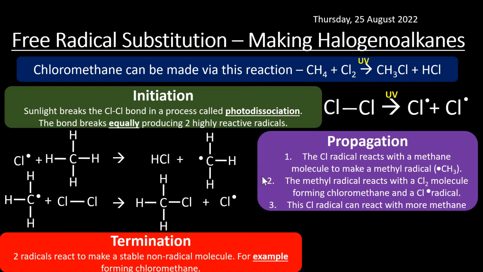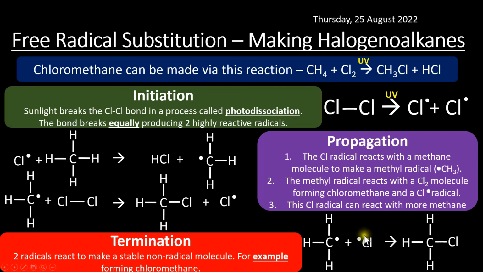So termination is basically where you get two radicals colliding, and they basically cancel each other out in some respect, and you form a non-radical substance. So for example, your chlorine radical and your CH3 radical can combine to form your halogenoalkane there. So this is chloromethane. You can see, obviously, this is definitely not a radical.